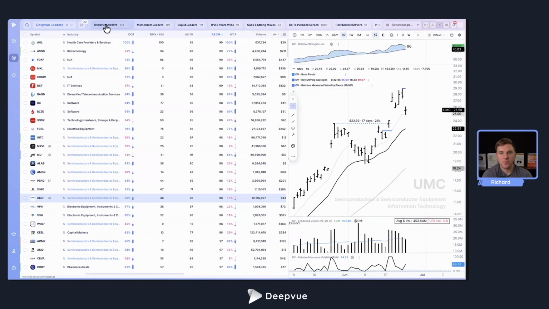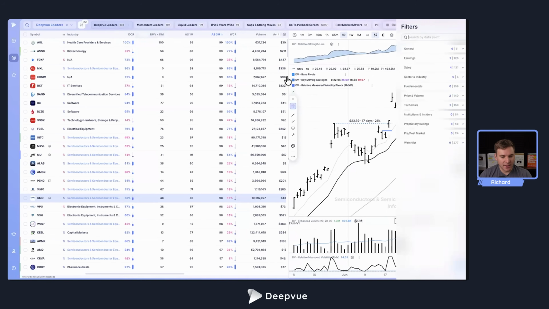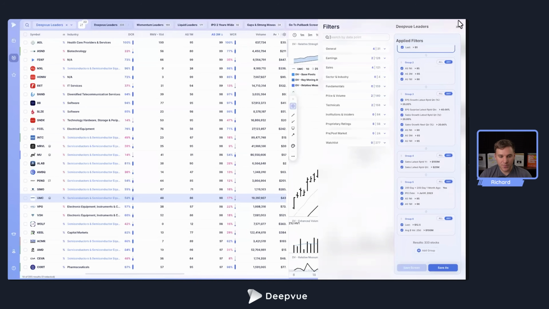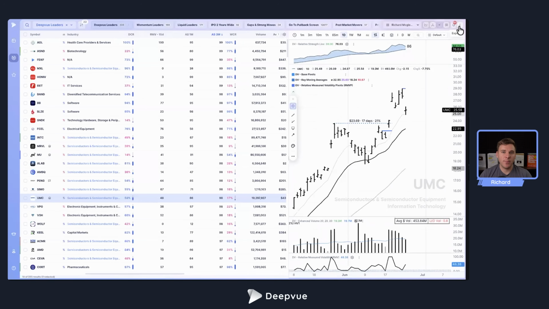But the DeFi leaders, if you're only going to run one screen, I'd highly recommend checking that out. I spent a lot of time creating this. The logic is pretty darn cool, and it does a really good job of finding the leaders of each cycle. It pointed out the semis. I found SNDK from the DeFi leaders list. It's shown the bios emerging.